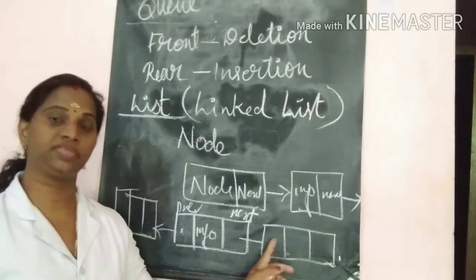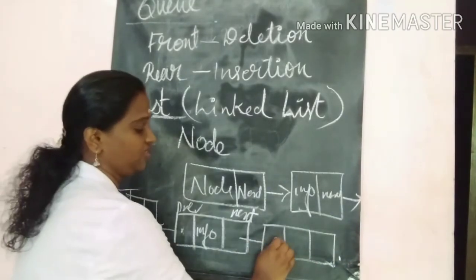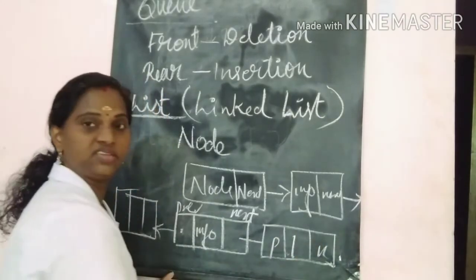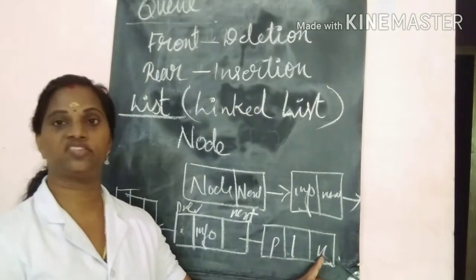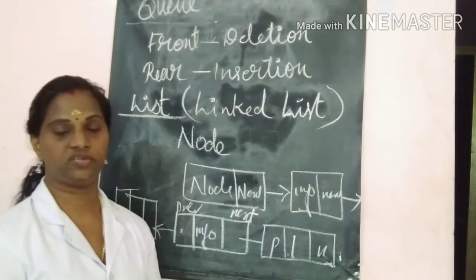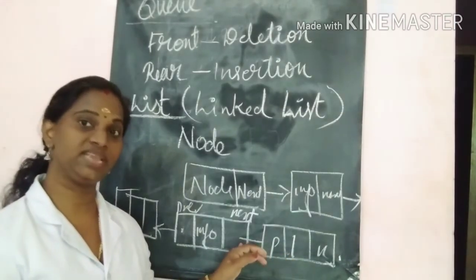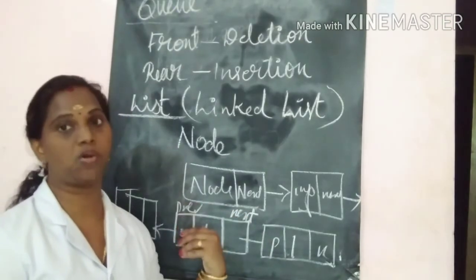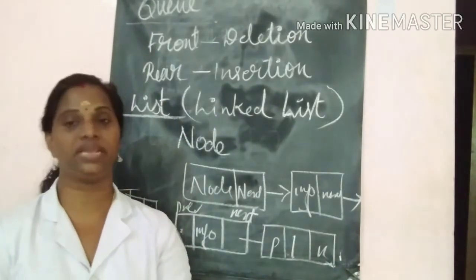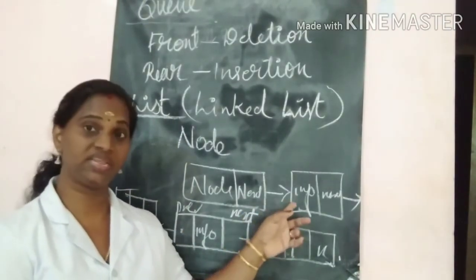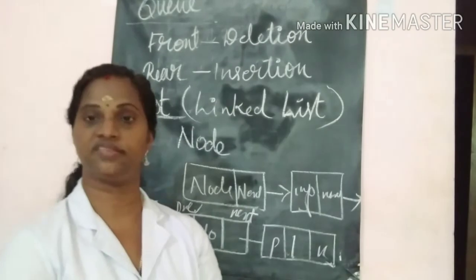So this one also has three parts: previous, info, next. The next pointer will point to the previous of the next node, and the next node's previous pointer points back to the previous node. Each element is called a node. This one is called a doubly linked list. First one single linked list, second one double linked list. So these are the different types of data structures.